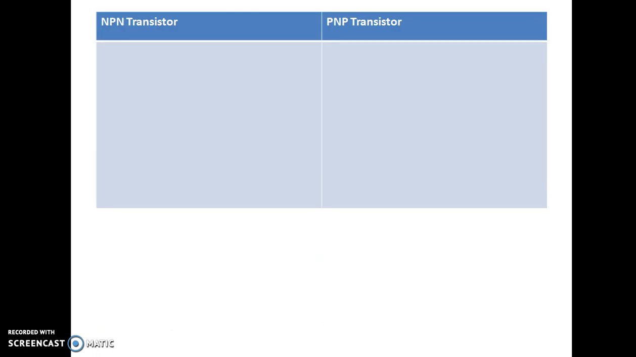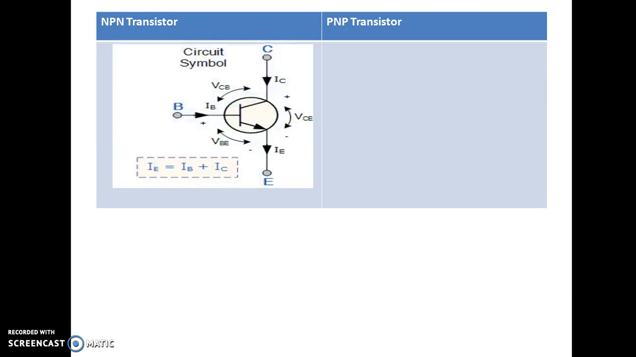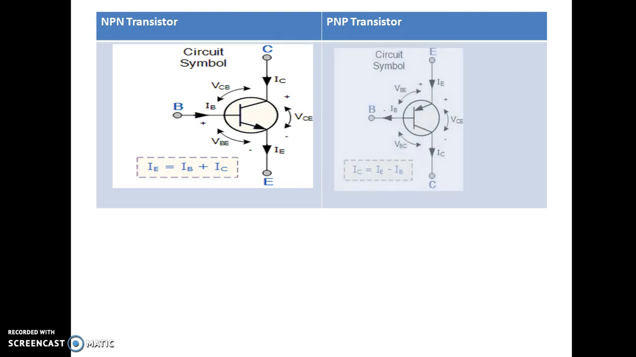Now the symbols of the NPN transistor and the PNP transistor. These are the symbols of the NPN transistor. The direction of current at the emitter terminal is outward in an NPN transistor, and in a PNP transistor the direction of current at the emitter terminal is inward. In both cases, the relation between emitter current, base current, and collector current is the same: emitter current is equal to the sum of the base current and the collector current.